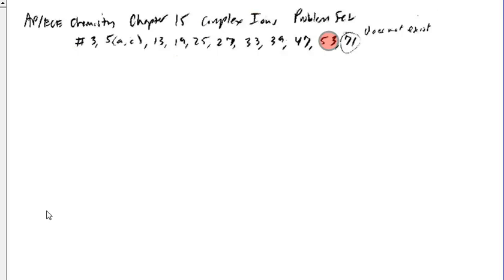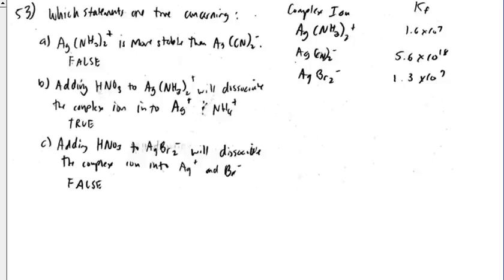Let's take a look at number 53. For number 53, you're asked to decide which statements are true concerning, and then you're given a table of information of Kfs and the complex ion. You're asked to decide whether diamine silver 1 is more stable than the dicyano silver 1 minus. You look at the Kf values, and that'll be a false statement because the Kf for the cyanide-containing thing is so much larger, meaning it's more stable.